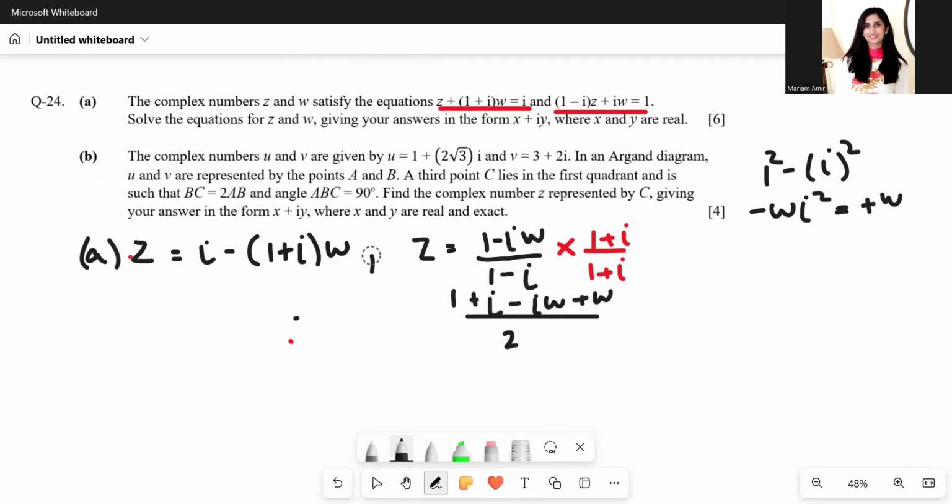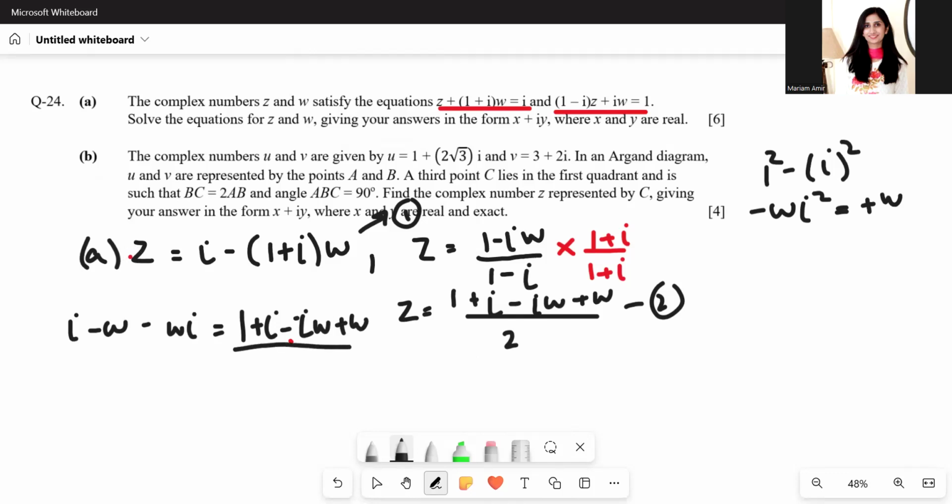Okay. Now what I'll do is I have two equations for z. I'm going to use the substitution method and equate the two. So i minus w minus wi, I've expanded it as well, is equal to 1 plus i minus iw plus w over 2. Take the denominator to the other side: 2i minus 2w minus 2wi equals 1 plus i minus iw plus w.